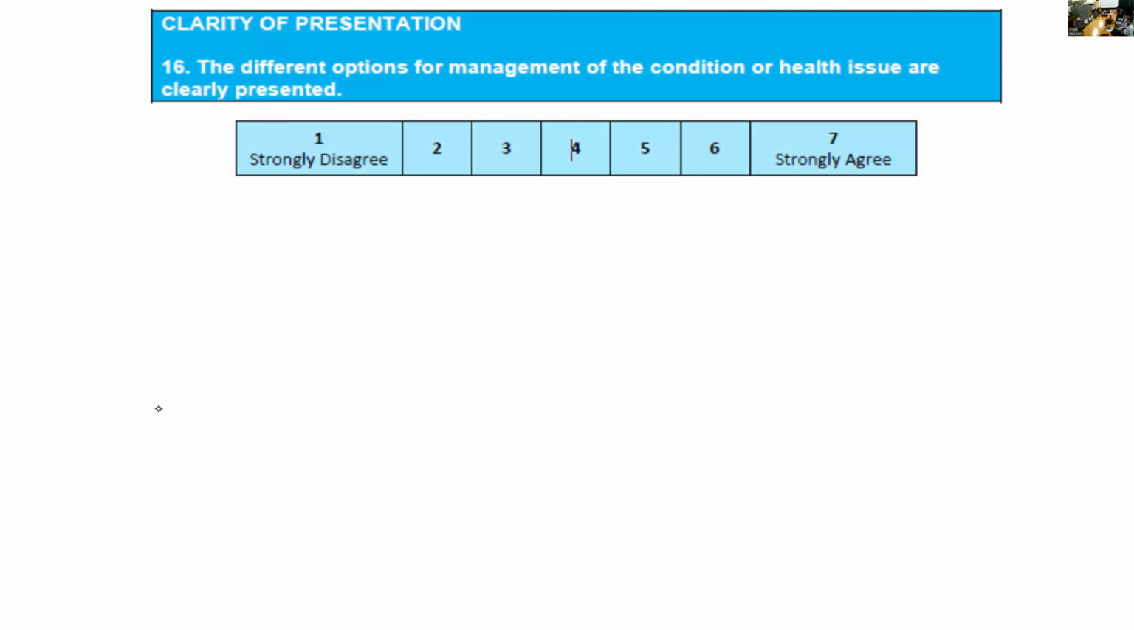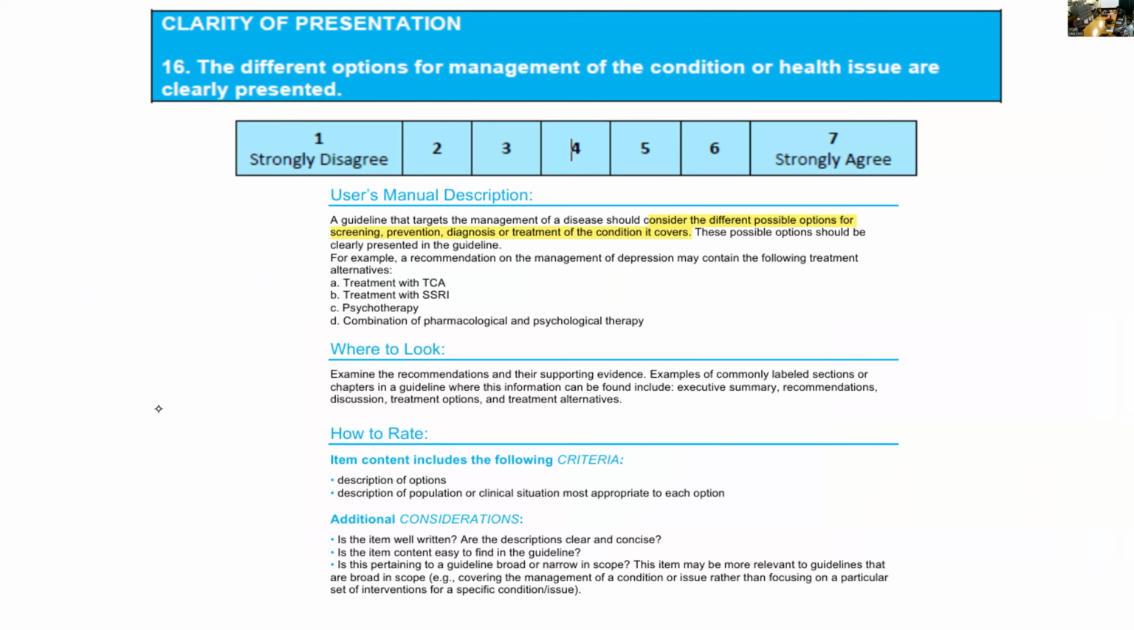The different options for management of the conditions or health issue are clearly presented. So essentially, we are looking at, for a problem, are all the options that are available mentioned here. For a given problem, are all populations addressed?